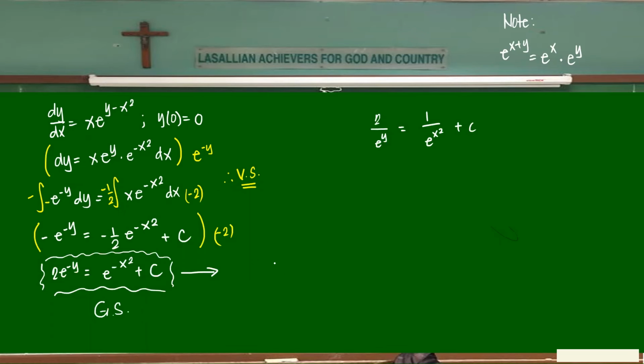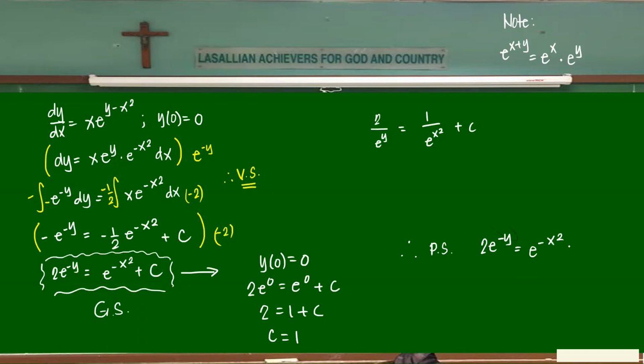Now, with the general solution, what were the conditions given? Y, when x is 0, is equal to 0. So, 2 e to the 0 equals e to the 0 plus c. 2 equals 1 plus c, so c is equal to 1. Therefore, the particular solution is 2e to the negative y equals e to the negative x squared plus 1.